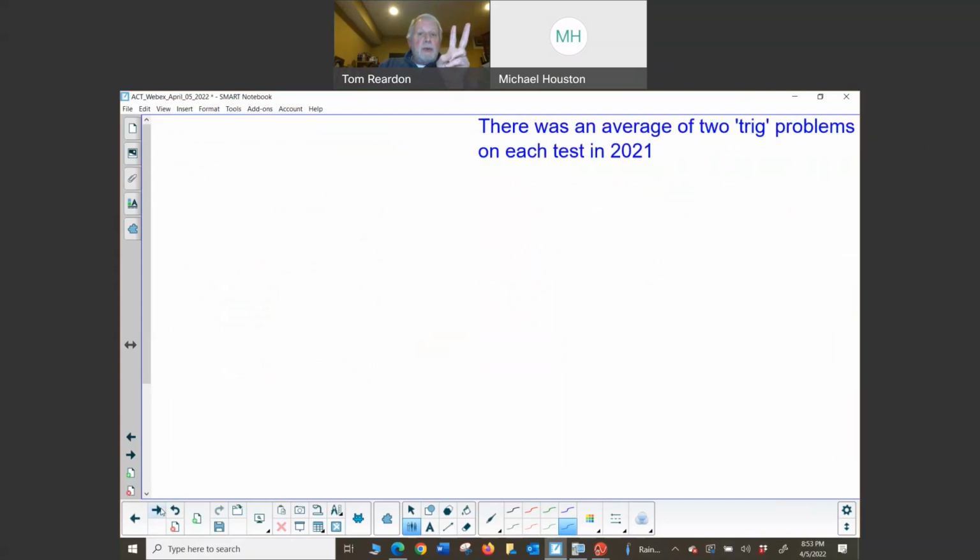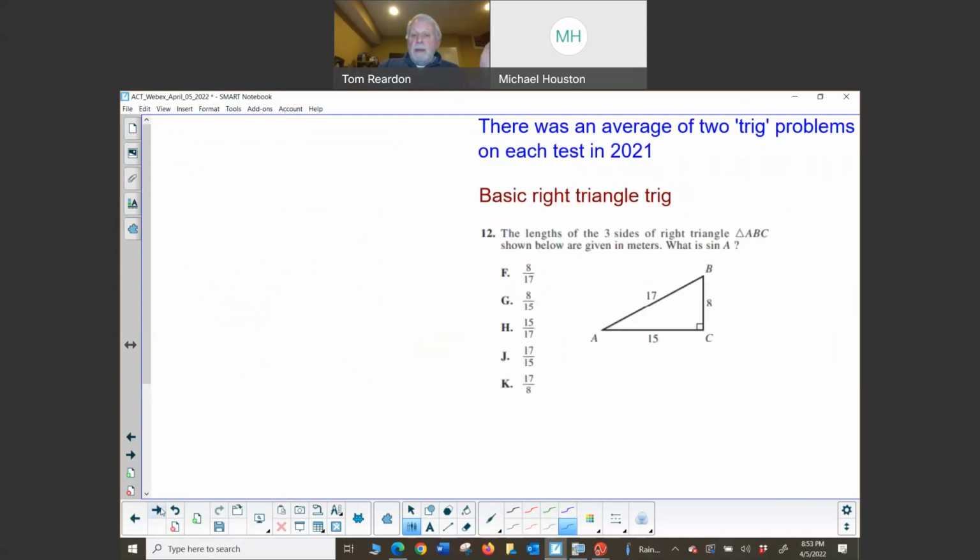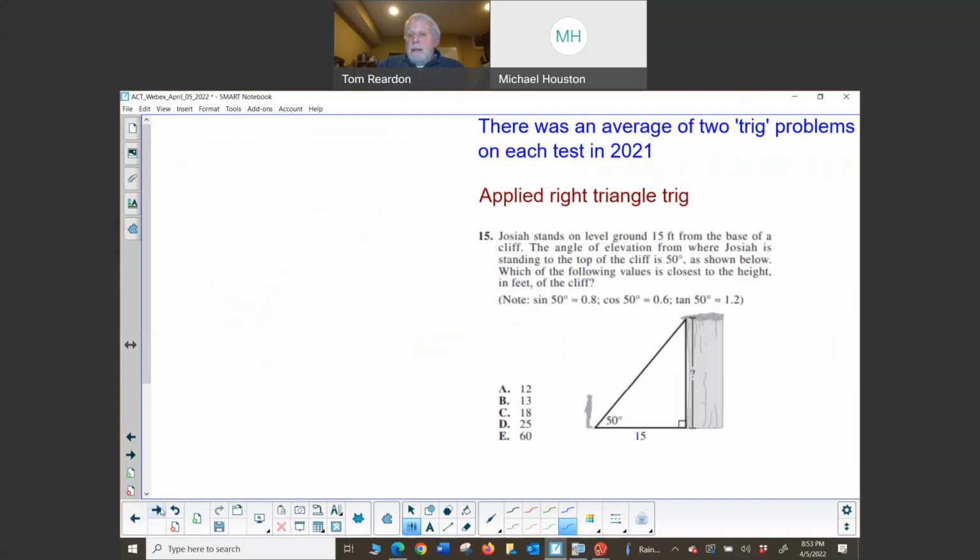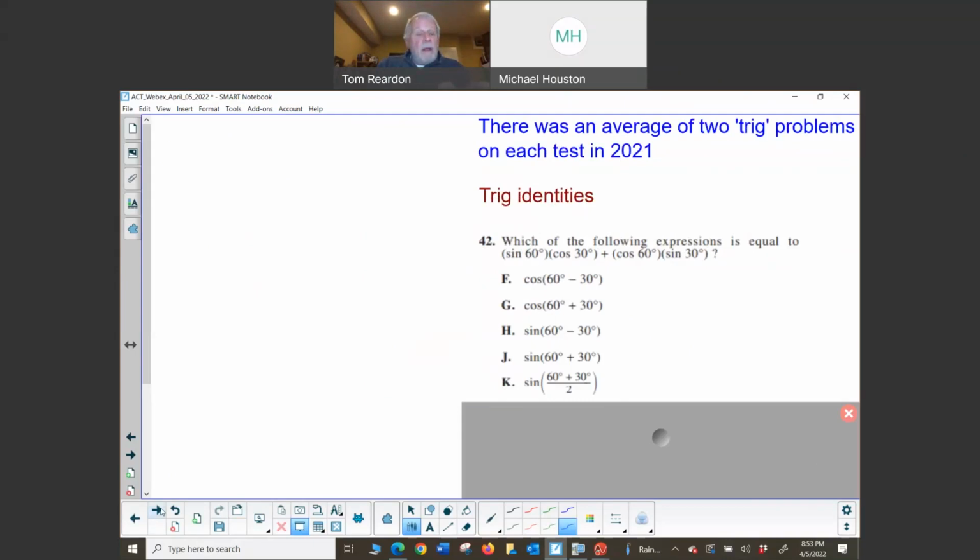There was an average of 2 trig problems on each test in 2021, and I'm just going to show them to you. I had no intention of doing them, but starting off with basic right triangle trig, what's the sine of angle A? Then applying right triangle trig was one of the questions. And again, all of these are in a PDF, so if I'm going too fast, you'll be able to come back and I have them all listed.